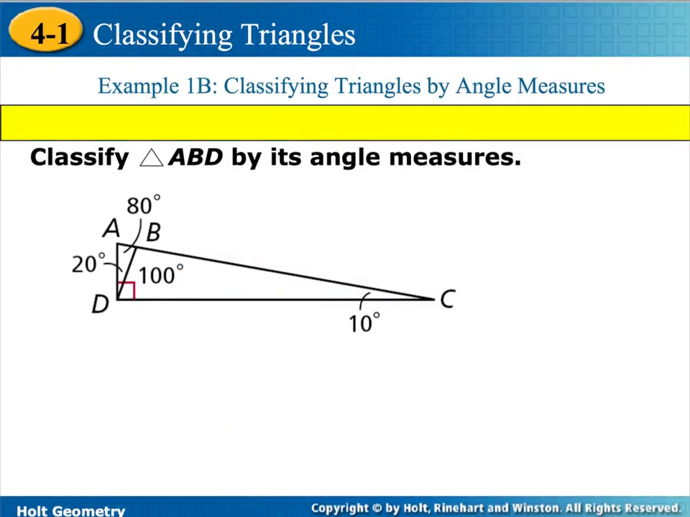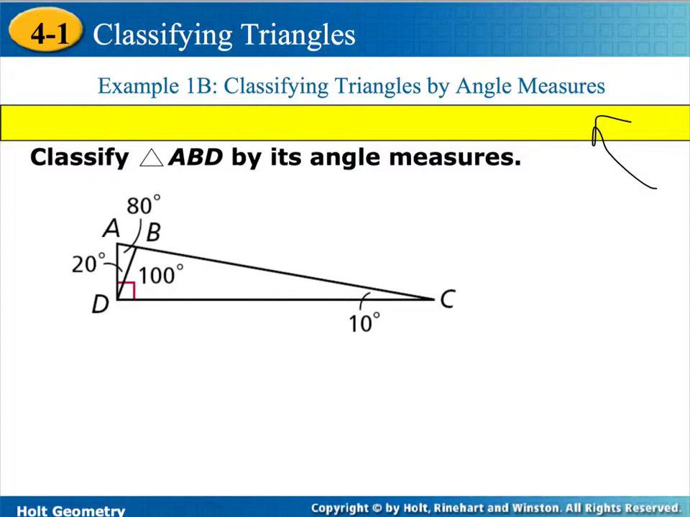Excellent. So please draw this one because this is for your notes. And I want you to give this one a shot. You know the four classifications by angle measures for triangles. It's either going to be acute, equiangular, right, or obtuse. Give this one a shot for ABD.